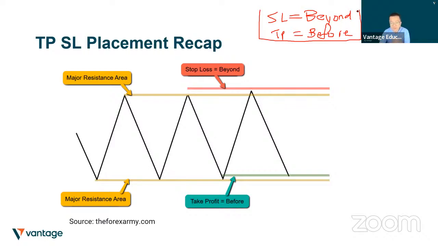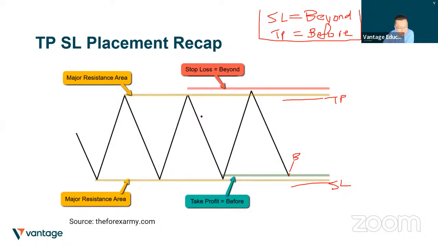Why so? Because when you have a stop loss beyond the resistance, or beyond that support, your stop loss can be here as well, right? Your take profit can be here if you're looking to buy. So you're anticipating that price is moving up, you want to buy, your stop loss will be below the support or beyond the support. Your take profit will be before the resistance.